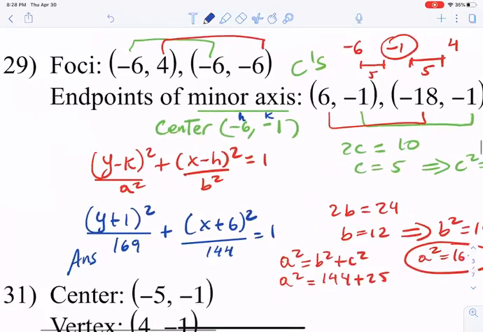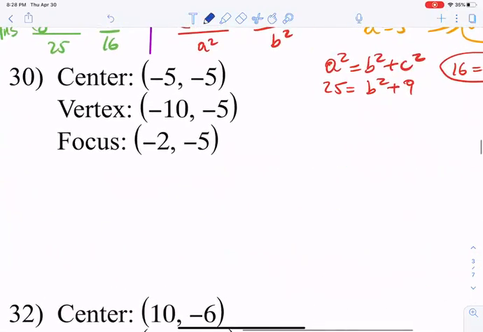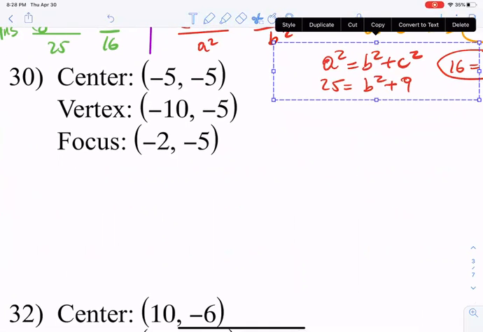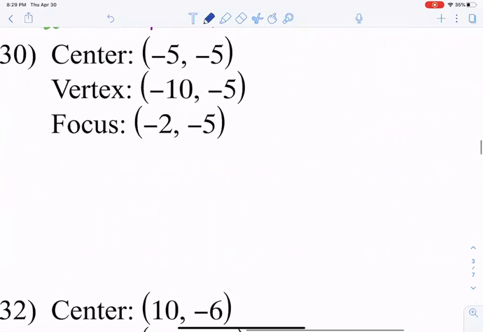Next. So that was number 29. Number 30. Let me erase some of this stuff really quick so that it doesn't confuse you. So number 30. Same thing. The center is what? HK. So this is HK.